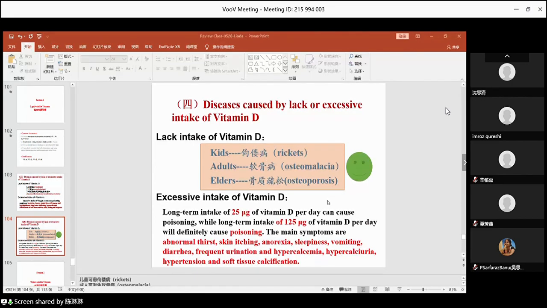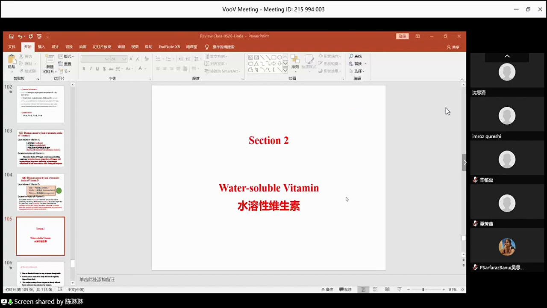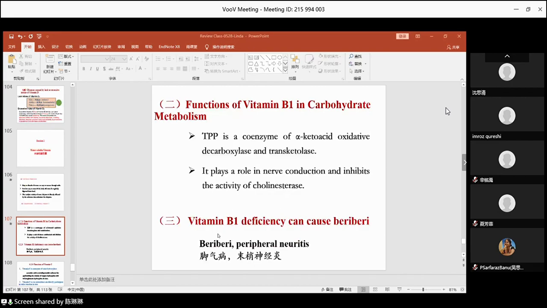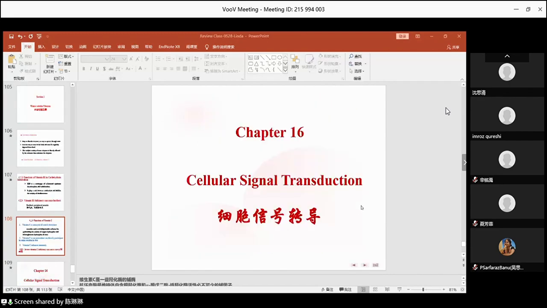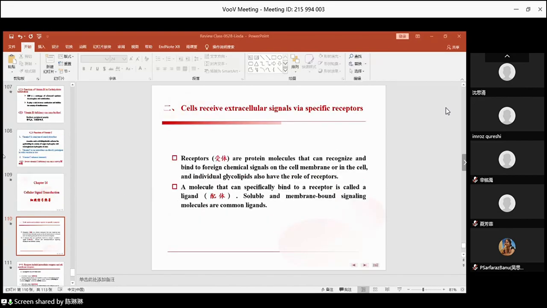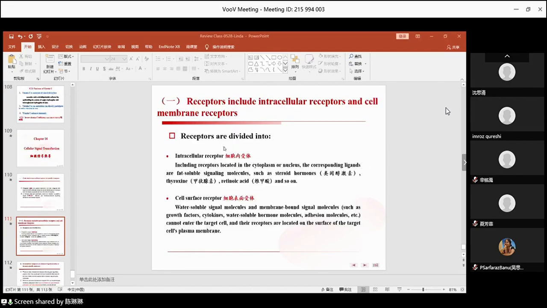Remember it clearly. And for the water-soluble vitamins, you should also remember the classification. It contains the B and C vitamins, okay? And also, you should remember some disease examples for the deficiency of vitamins, okay? And for the last chapter, I should introduce you to the receptors and the ligands. You should remember some examples of intracellular receptors and cell surface receptors very clearly.